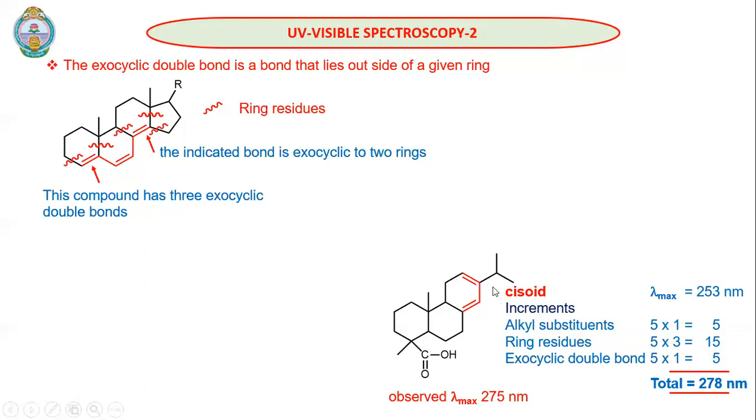Now we will look at the exocyclic double bonds. This is endocyclic. This is again endocyclic with respect to this ring, but with respect to this ring, it is exocyclic. So we need to add 5. So when we add the total, it becomes 278 nanometers. So this is how we calculate the lambda maximum values for dienes using Woodward-Fieser rules. The actual lambda values may vary by 1, 2 or 3 units from the calculated one. Here the observed lambda maximum is 275 nanometers.